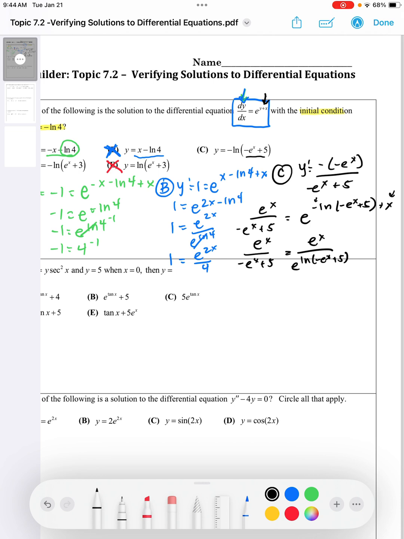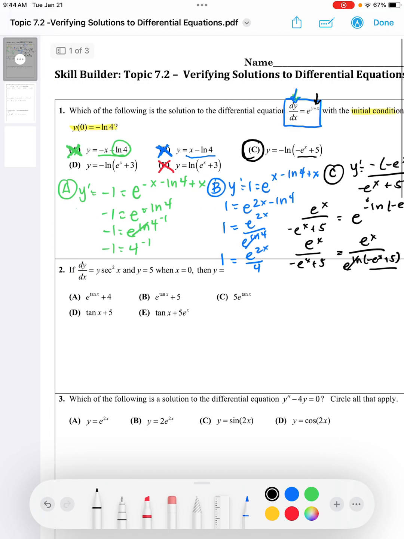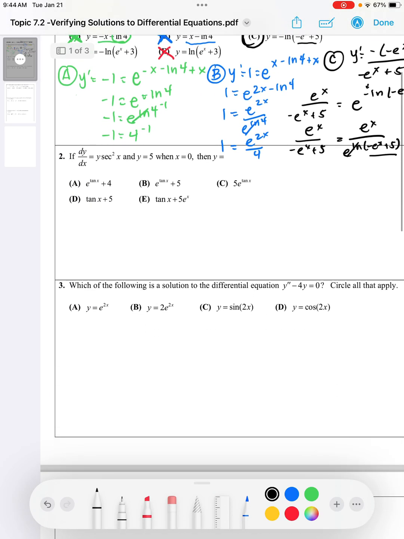And e and natural log, those are inverses of each other. They are going to cancel each other out, leaving me with just, in the denominator, this negative e to the x plus 5, which is what I want it to be. So this is going to be a true statement, and C will be the solution to my differential equation. All right, let's try number 2 here.